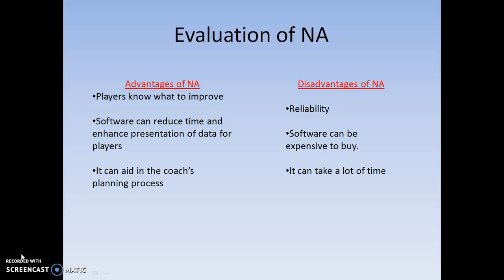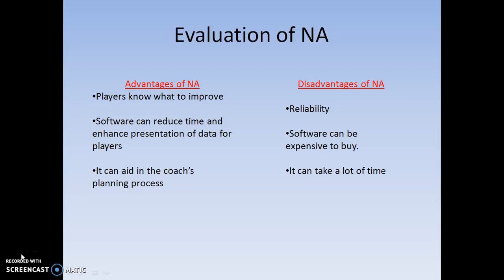Players also know what to improve, as a sheet will tell them what they have and haven't done. So for example, if they've attempted 5 2-pointers but only made 2, they'll need to know that they need to improve on their shooting skills. And software can reduce time and enhance presentation of data for players. And also notational analysis can aid in the coach's planning, so they know what their players are weak at and what they need to work on.